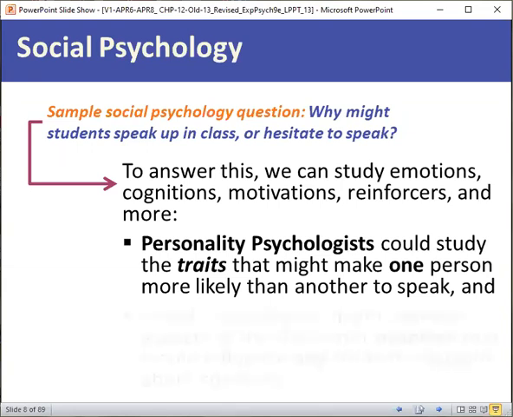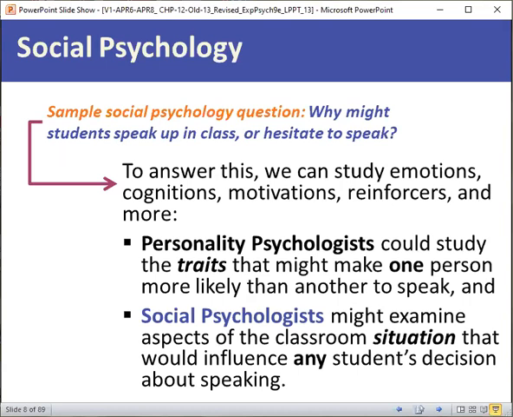Now, the other thing that we can look at is social psychologists. Social psychologists might examine the aspects of the classroom, the situation, that would influence any student's decision about speaking. So personality psychologists look at traits of the individual, and social psychologists look at the situation that may have some sort of influence on whether or not a particular student will speak.